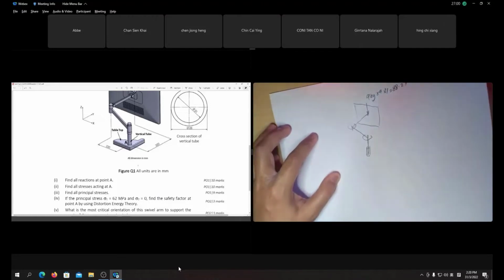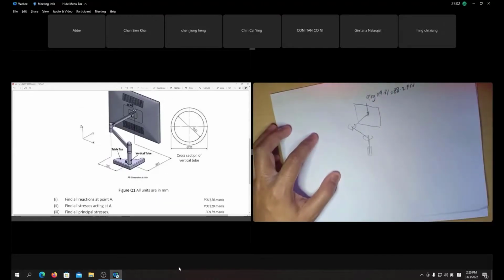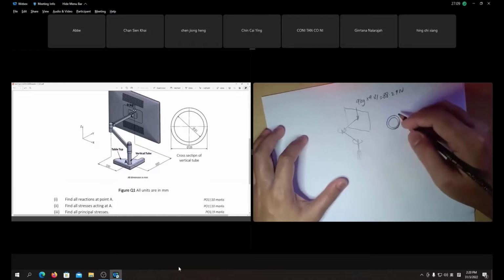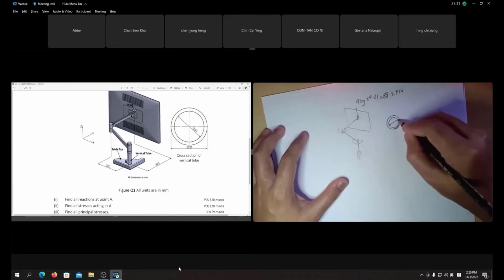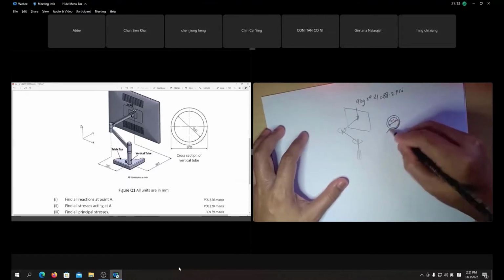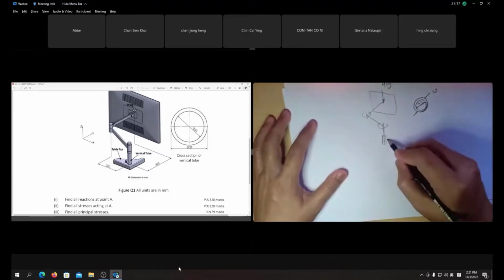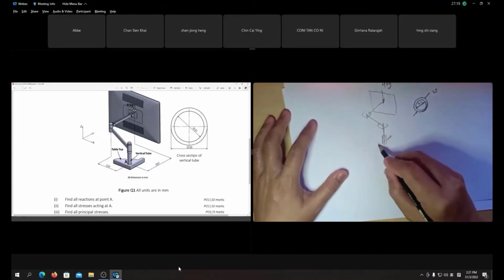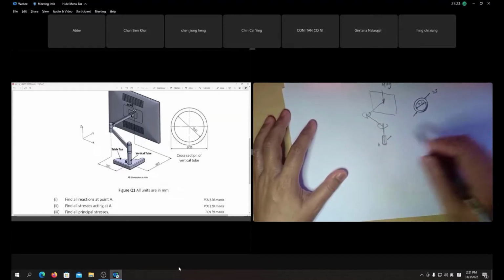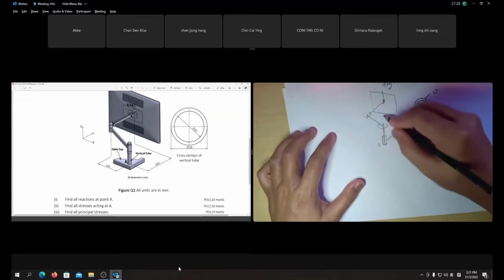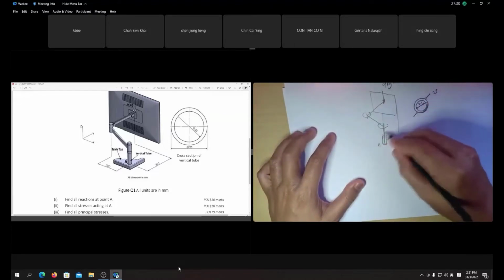So yang ni, the bottom tu, we have a tube. Cross section of tube is given in the question. Nampak tak ada figure ni? So the cross section of tube is a tube. It's not a solid shaft, it's a hollow cylinder. 21 is inside and the outside is 25 diameter. So this is the tube at section A, this section at the base tu. Itu critical lah.